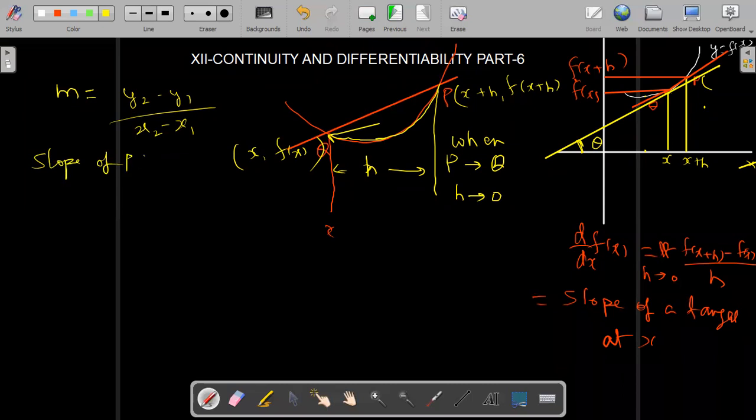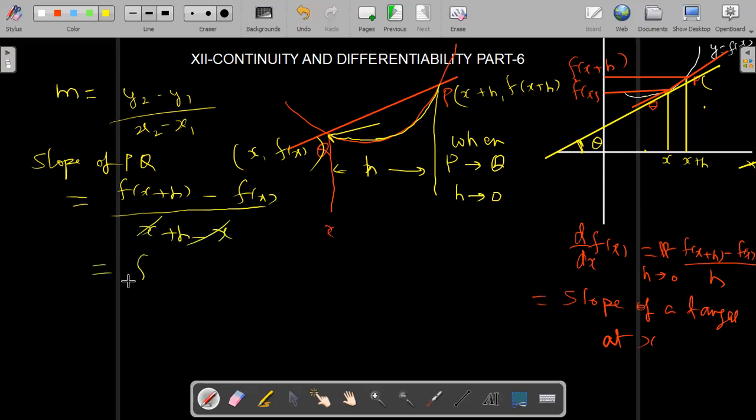Correct? Now, if we find the slope of this line PQ, the slope will be y2 minus y1, that means f(x plus h) minus f(x), on x2 minus x1. What is x2? x plus h minus x. So x and x will cancel. We get f(x plus h) minus f(x) over h. This is the slope of this secant. Slope of PQ means secant. This is called a secant. It is cutting at 2 points.